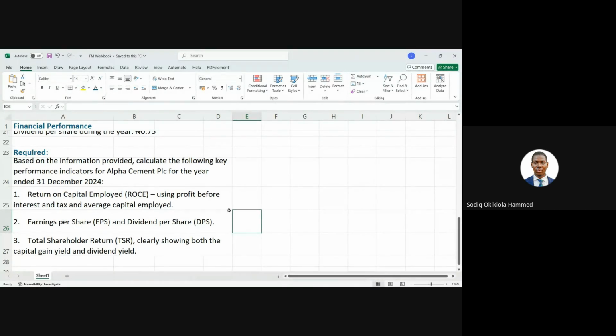Before we start the question, let's be interactive. Let me be assured that we are at the same page. I would like anyone to explain to us what we understand by return on capital employed. So what is return on capital employed? Can anyone give us the explanation?